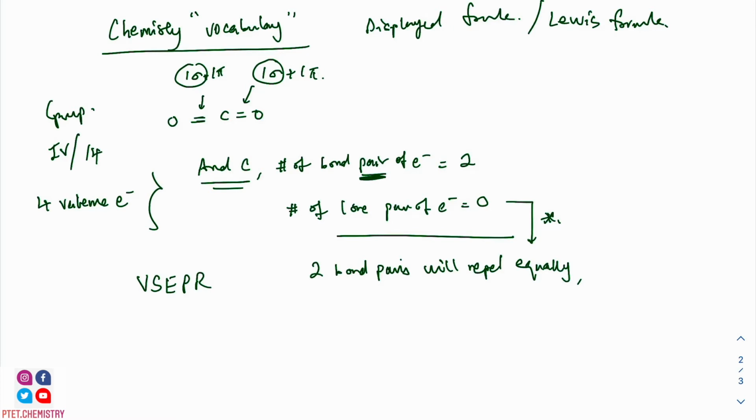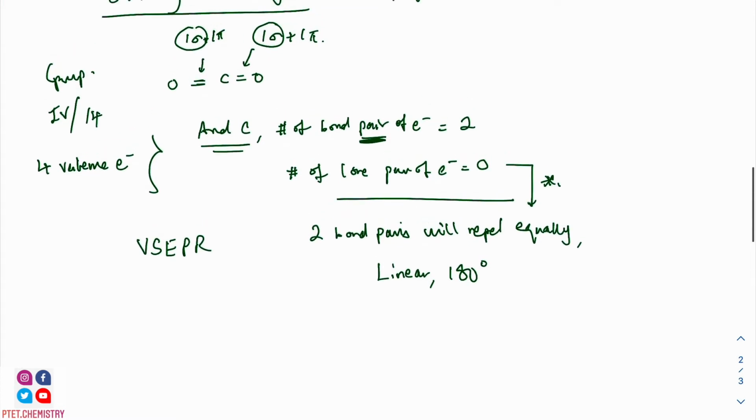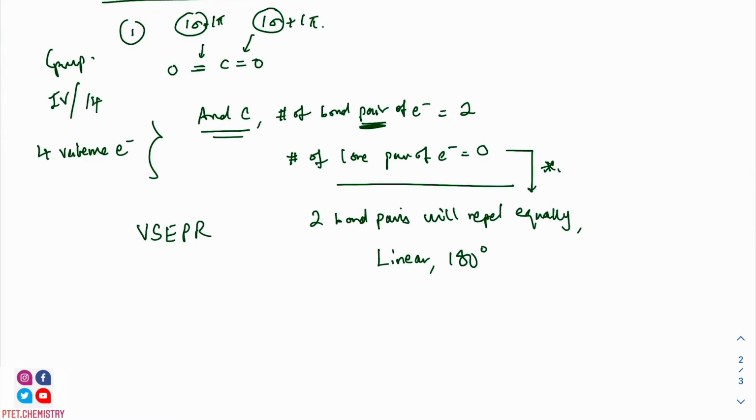And when they repel equally, in this orientation we only have 2 groups that repel equally, the oxygen in one way and the oxygen in the other way, so you are going to get linear, 180 degrees. What happens then if we start to increase the number of bond pairs but still maintain the number of lone pairs being 0?